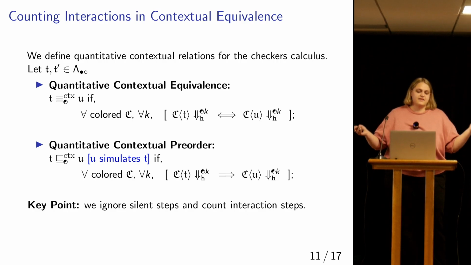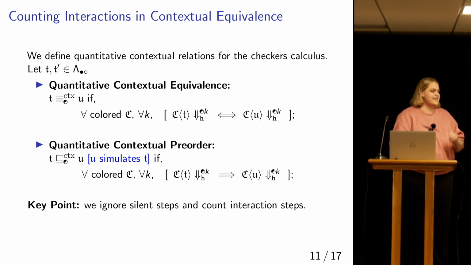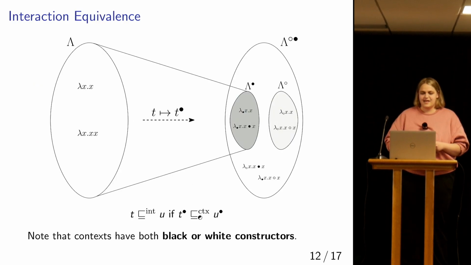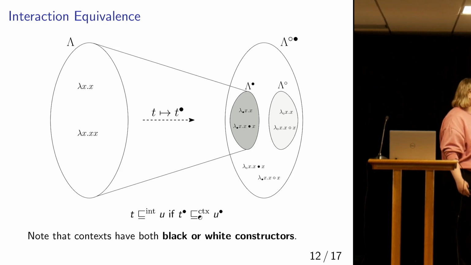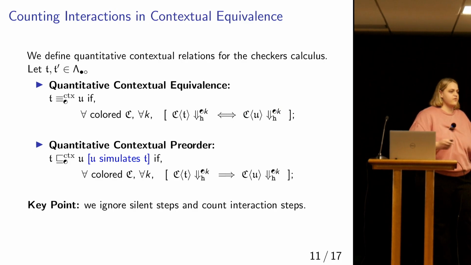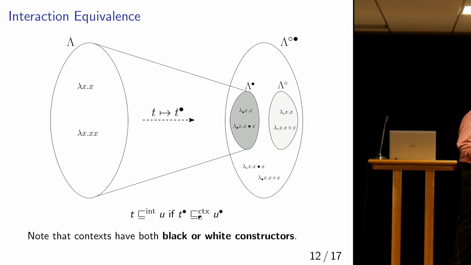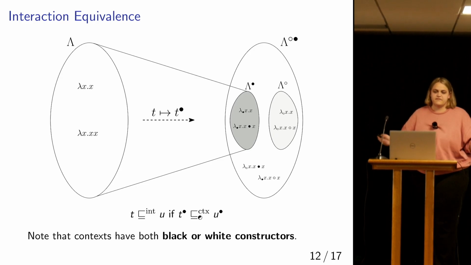So the key point is that because we have been able to characterize what are interaction steps and what are silent steps, we can only count interaction steps. So we pull this back into the usual lambda calculus by just introducing interaction equivalence as we paint the program black, and then we look at what is the equivalence class in the checkers world. And so here the program will be all black, but the context, I said that they were colored contexts, they can have both black and white constructors.